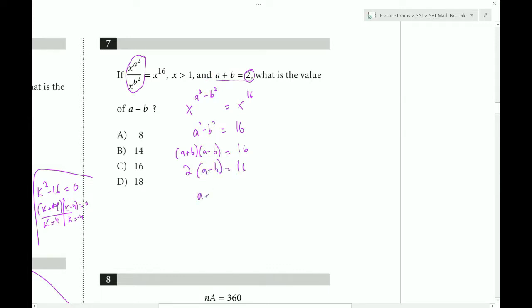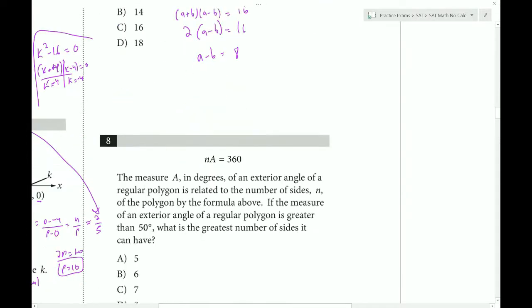Then I divide by 2 on both sides. I get a minus b is equal to 8. And luckily that's exactly what they were looking for. So answer choice is A.